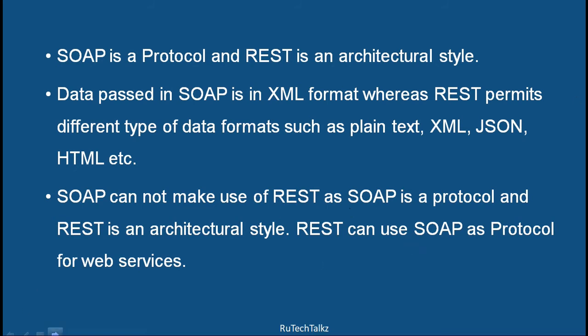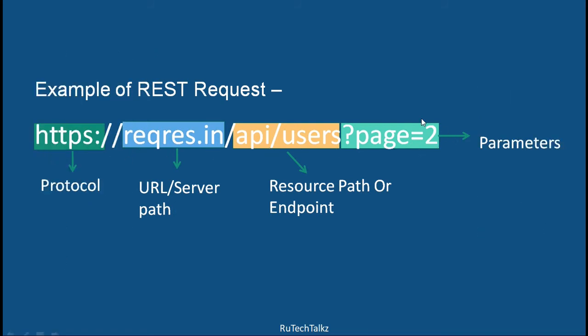Let's see the example of REST. A REST request is a kind of URL which is divided into four parts. First is the HTTP or HTTPS, that is the protocol. Then comes the URL or server path. Then the next part is the resource path or endpoint. And if there is a question mark, then whatever comes after the question mark is called the parameters, which are passed for that request.